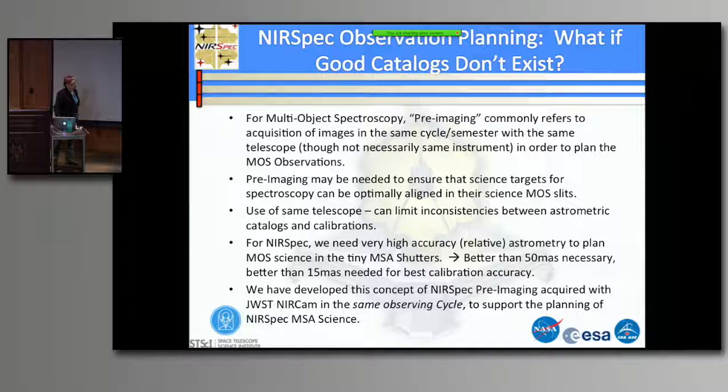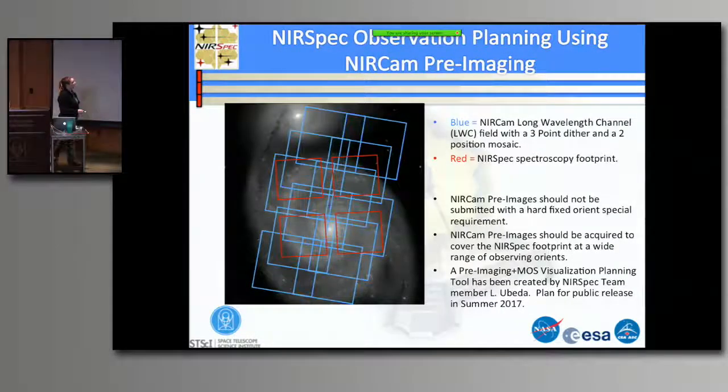So we've developed this concept of pre-imaging acquired with NIRCam in the same observing cycle to plan the NIRSpec MSA science, MOS science. So this is, again, a view from NIRSpec team member Leonardo Ubeda. Blue is a NIRCam long wavelength channel mosaic, a 3-point dither and a 2-position mosaic. And red is the NIRSpec spectroscopy footprint of the microshutter assembly. And so basically you can see here that the NIRSpec MSA can be positioned at many different orients across this source using the NIRCam catalog imaging.